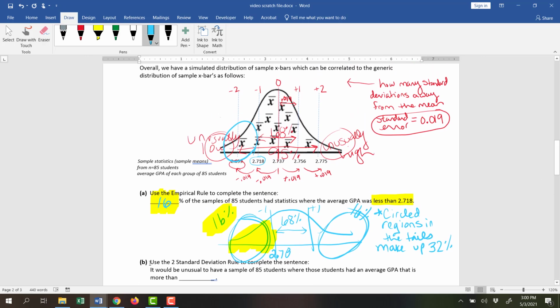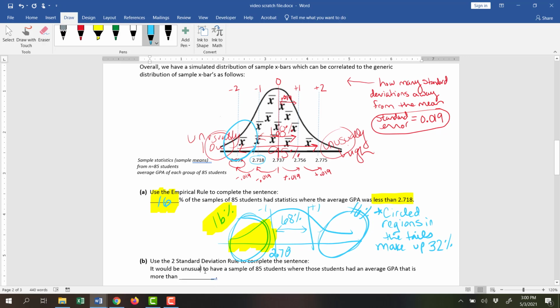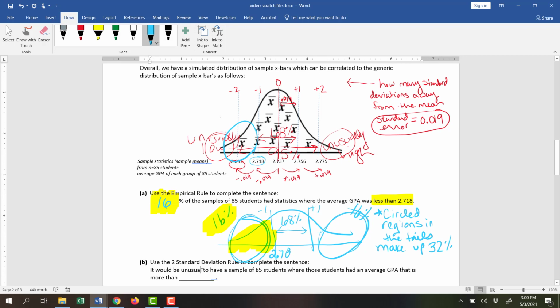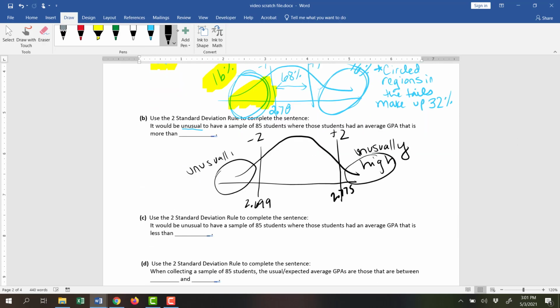Next, we're asked to use the two standard deviation rule to complete the sentence. It would be unusual to have a sample of 85 students where those students had an average GPA that is more than blank. So I'm going to again just sketch this out real quick. All right, so I just made a little sketch that just has the values of interest on it.